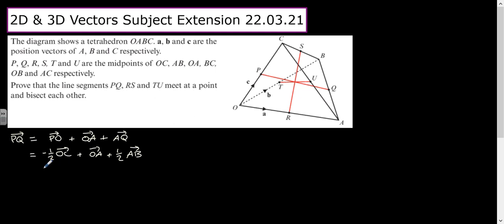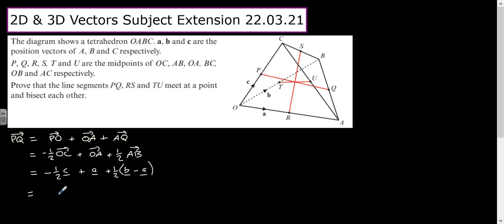So that's going to allow us to write things in terms of our lowercase a, b, and c. Minus a half of OC is minus 1/2 c, plus OA is plus a, and then half of AB. Now, if we think about AB, how do you get from A to B? Well, you travel backwards along a and forwards along b. So we have plus half (b minus a). So there we've written the journey from P to Q in terms of a's, b's, and c's.